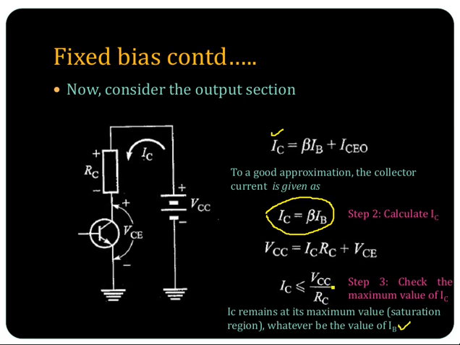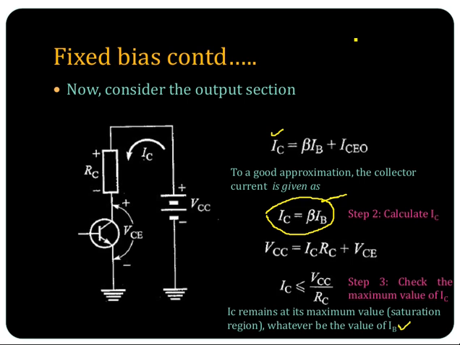If IC equal to beta IB is going beyond this value, then this equation becomes invalid. So in this condition, you have to check whether the calculated IC is going into the saturation region. Now we have calculated the value of IC.